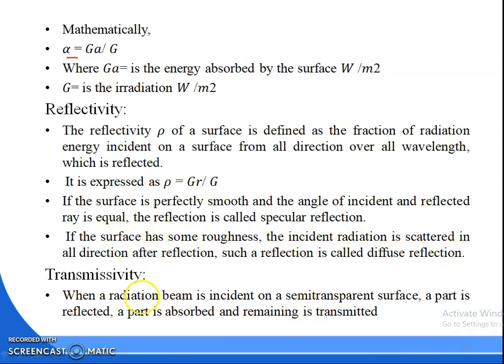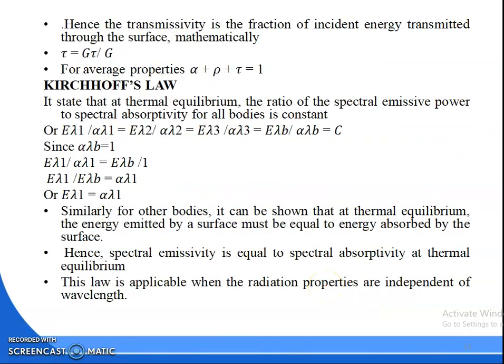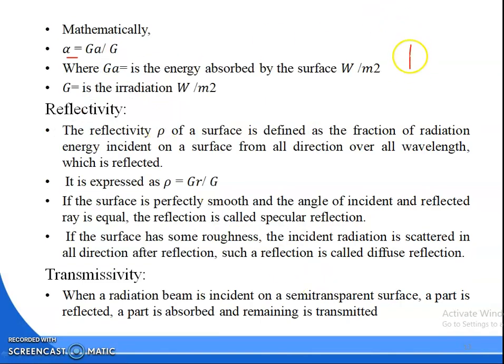Then we will go for transmissivity. When a radiation beam is incident on a semi-transparent surface, a part of it is reflected, a part is absorbed, and the remaining is transmitted. So that is known as transmissivity. Suppose the incident energy is here, this is your G. Irradiation: some of the energy will be absorbed, that is G_a. Some of the energy will be reflected, G_r. And some of the energy will be transmitted here.